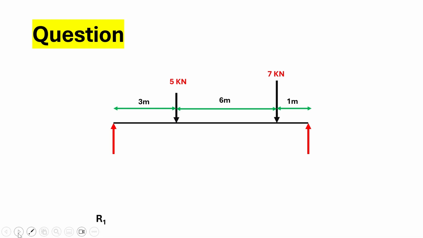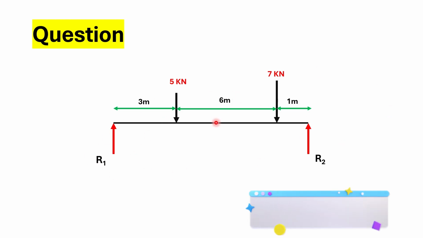So we have the support actions R1 and R2. We will be drawing the shear force and bending moment diagram for this question, which is the free body diagram of the beam. So the first step is to find the support action values.